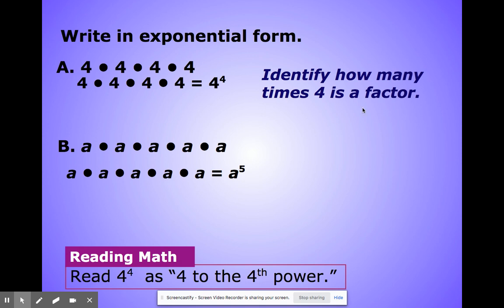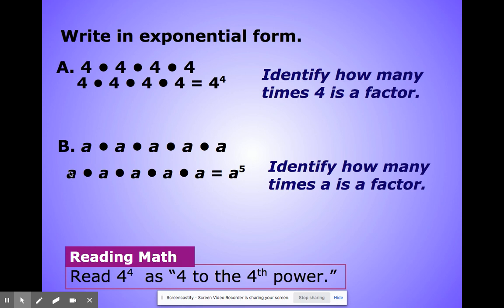So identify how many times 4 is a factor. Well, 1, 2, 3, 4: 4 to the 4th. That's how many times 4 is a factor. A here is a factor 1, 2, 3, 4, 5 times, because there's 5 a's, so a to the 5th is exactly what we're doing here. So read 4 to the 4th as 4 to the 4th power, and that's how we say that. So if you ever have an exponent, we say 4 to the 4th power, or this would be a to the 5th power.